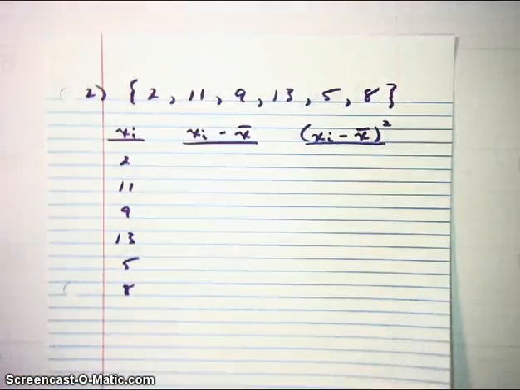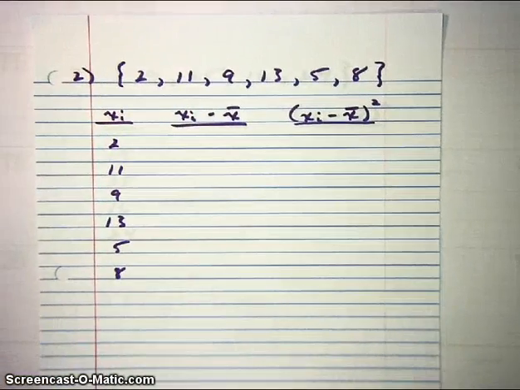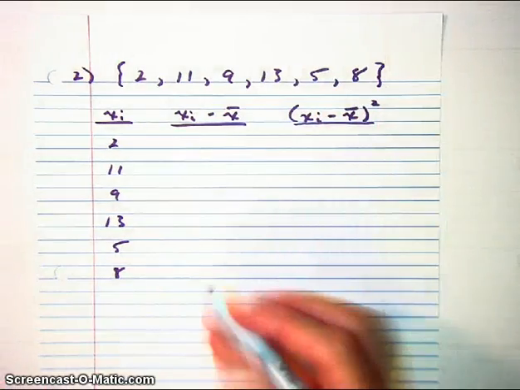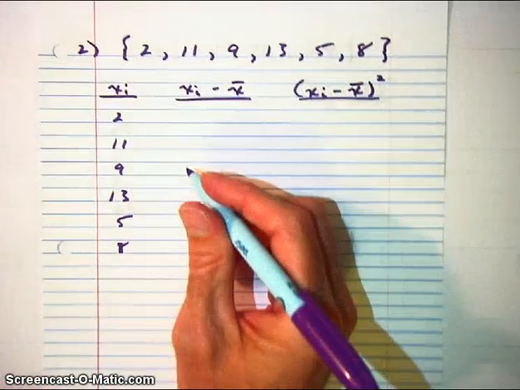Okay, here's another example. We've got 6 values in our data set. So n in this case is 6. Those values are 2, 11, 9, 13, 5, and 8. First thing you want to do is find the mean.